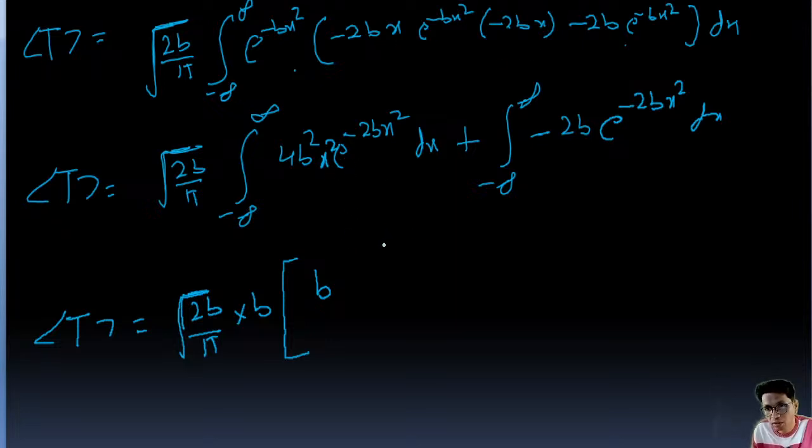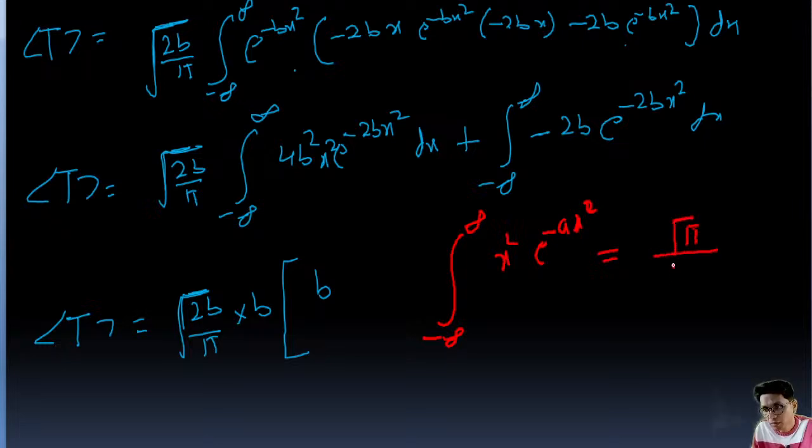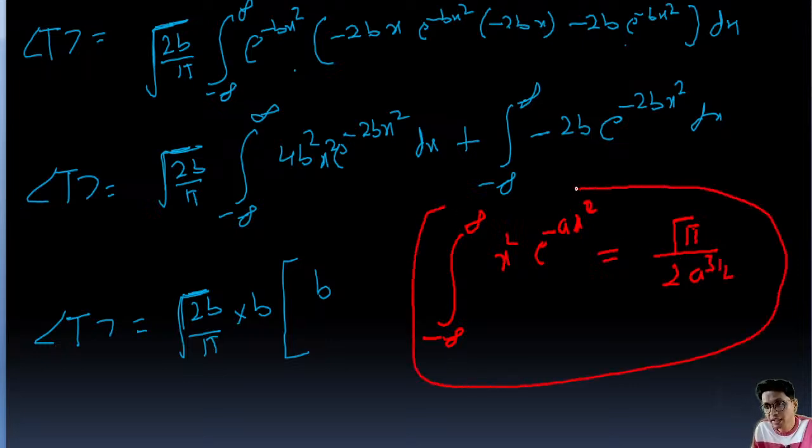This integration we should know, guys, so I'm going to write this as well for you. This is also something you need to remember and memorize. I'm writing here: integration minus infinity to plus infinity x square e to the power minus ax square, this one, x square and ax square. So this is going to be root pi upon 2 a to the power 3 by 2, okay. Very important. I'll write it on the next page.